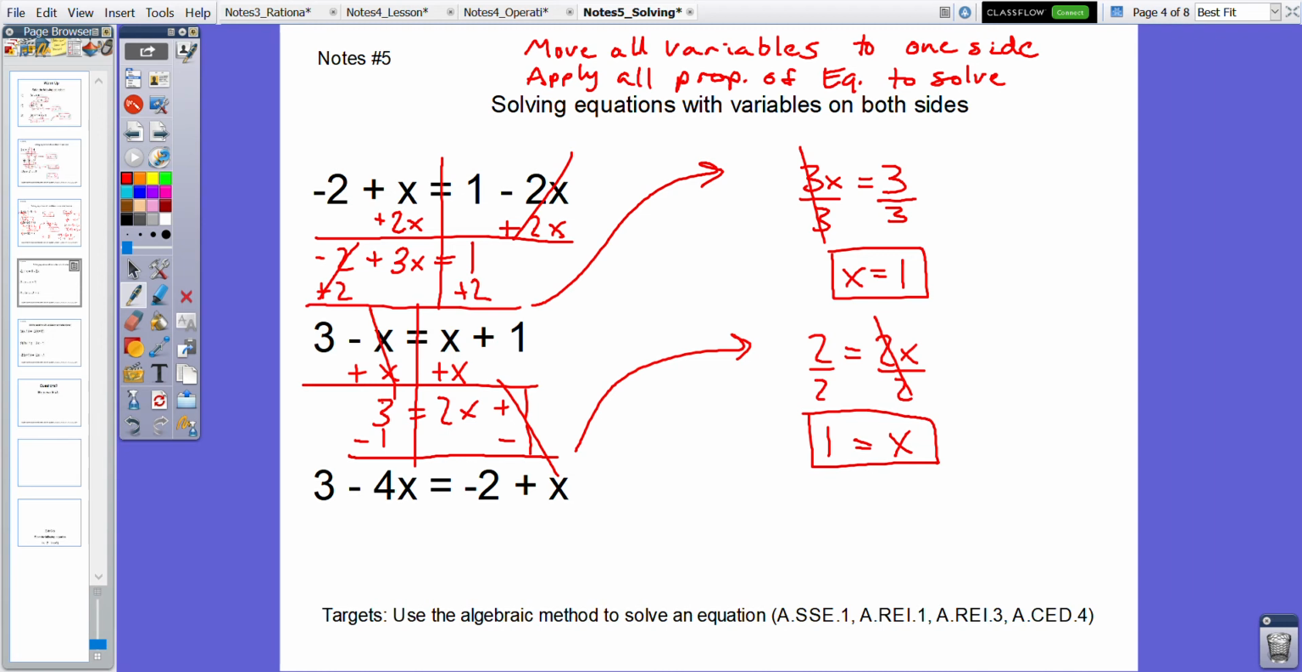Okay, so for this problem, you should have seen, or you should have concluded that x equals 1 again. Let's go ahead and take a look at another set of examples here.